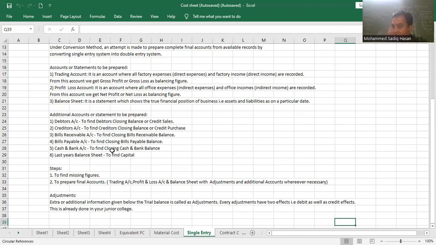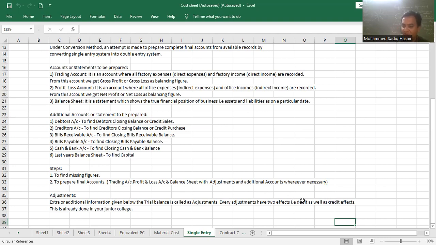Reading the question is very, very important. Now, after getting all this information and finding the figures, we proceed to the final part, that is the preparation of final accounts. Again, I'm repeating the same concepts which I've already explained to you: trading account, profit and loss account and balance sheet. Normal posting we are going to do. There will be some adjustments given to you. Now, what is an adjustment? Everybody knows: extra or additional information given below the trial balance is called an adjustment.